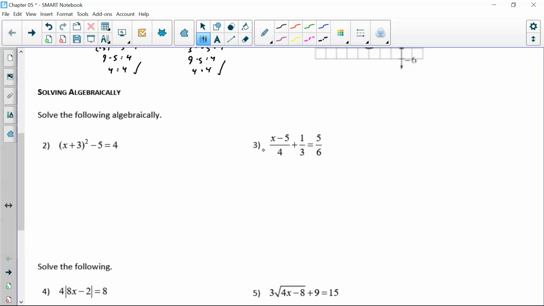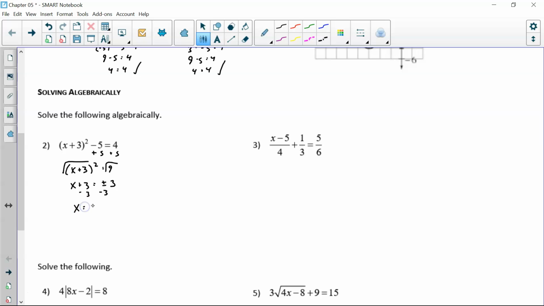So for number 2, what we can do is isolate. Add 5 to both sides. So we get the quantity x plus 3 squared equals 9. Now take the square root of both sides. x plus 3 equals, don't forget, two solutions, plus or minus. The square root of 9 is 3. And then to isolate, we subtract 3 from both sides.